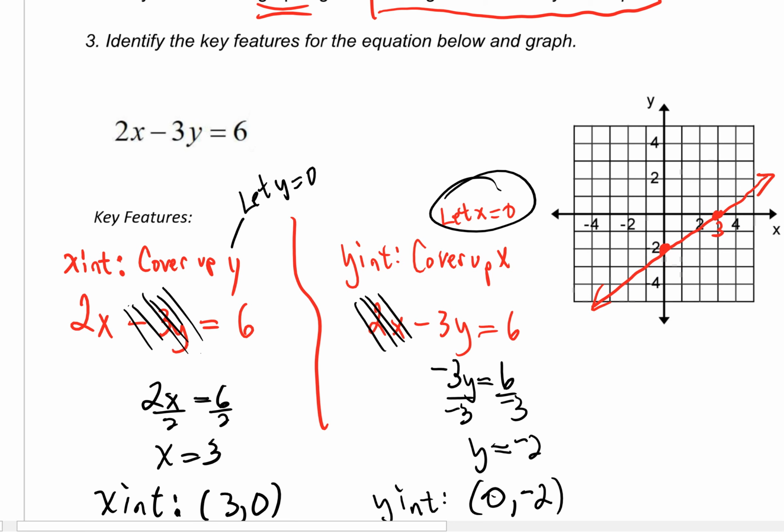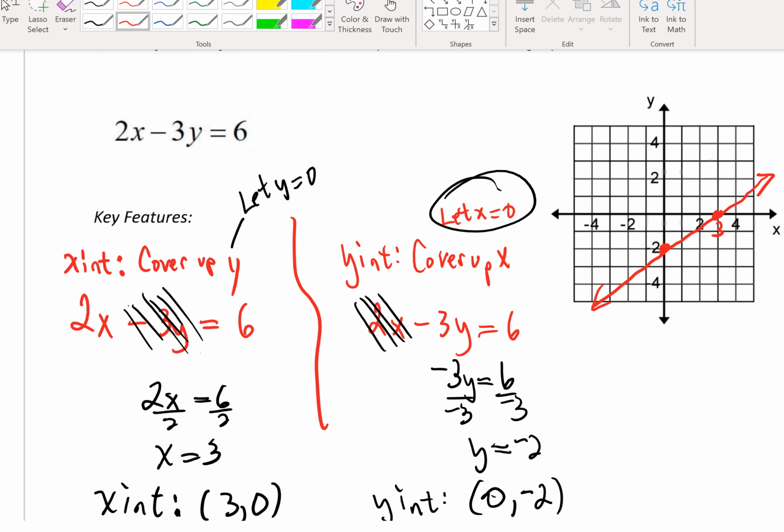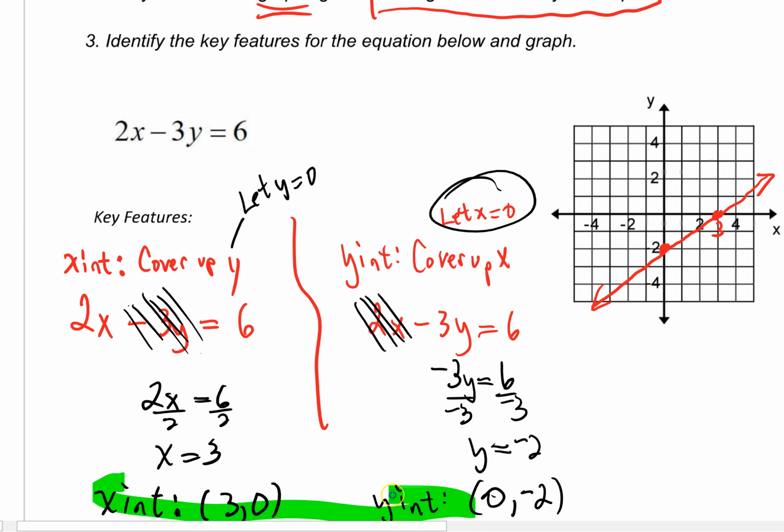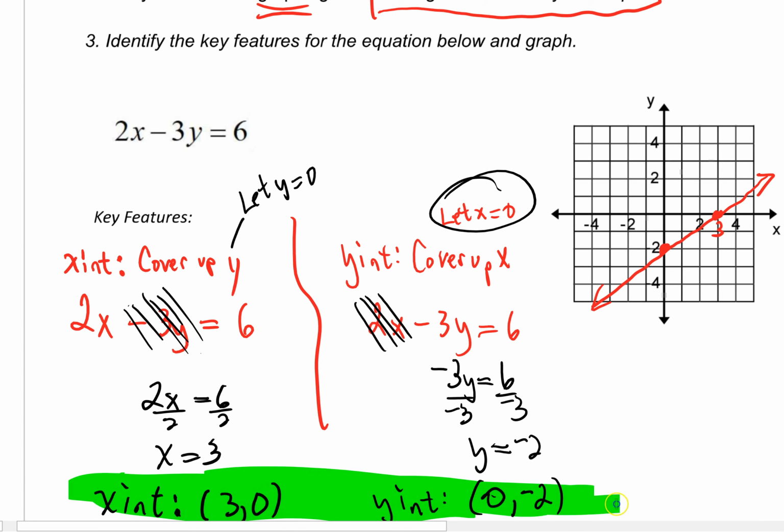Now again, for your e-learning assignment, all you're going to do is just tell us what the x and the y intercept are. Those are the key features that jump out from the standard form of a line. You'd have to actually solve for your x and your y intercept.